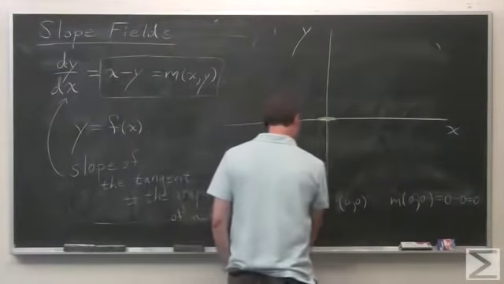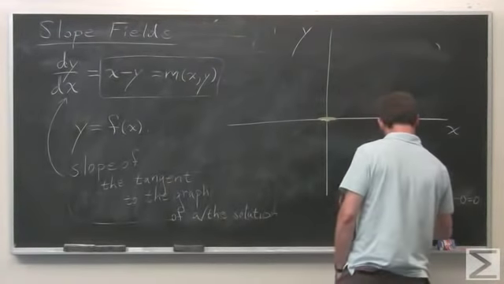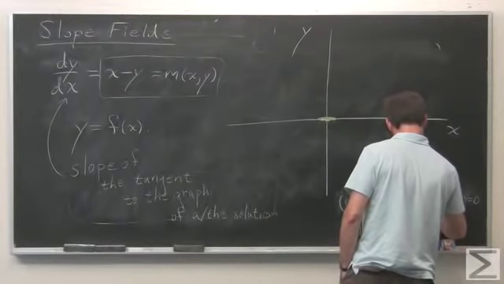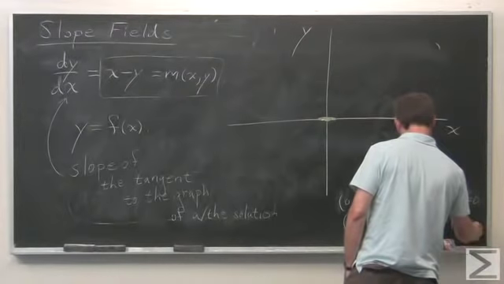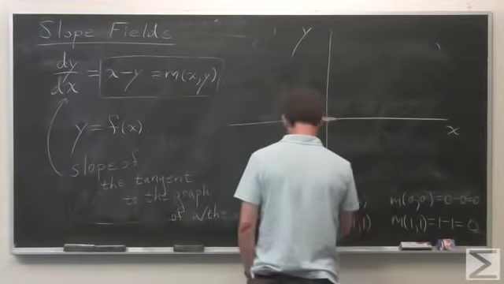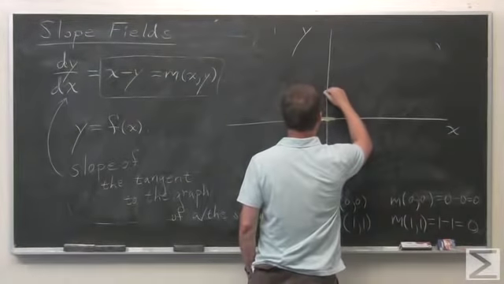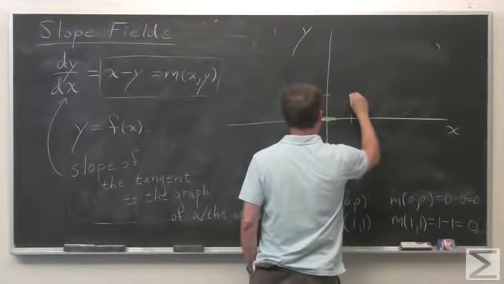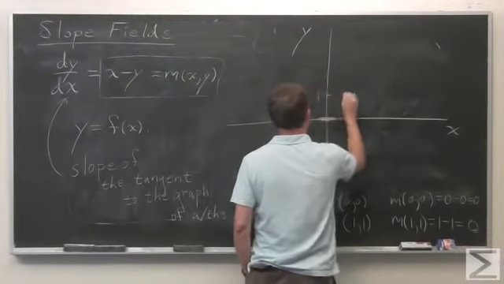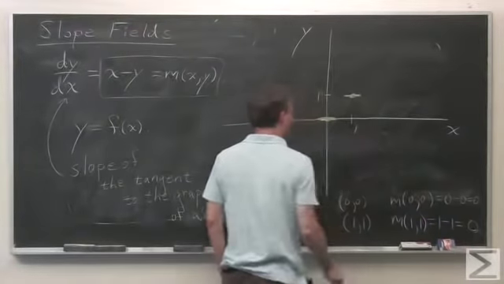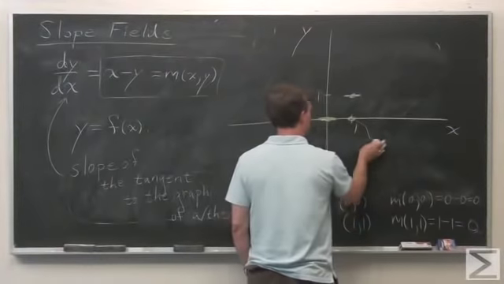What happens at 1, 1? At 1, 1, m of 1, 1 is 1 minus 1. Oh, that's 0. So at the point 1, 1, I also draw a little line segment with slope 0. So here I am at 1, 1, and I draw a little line segment, slope 0. All right, what about at this point? Here we are at 1, 0.